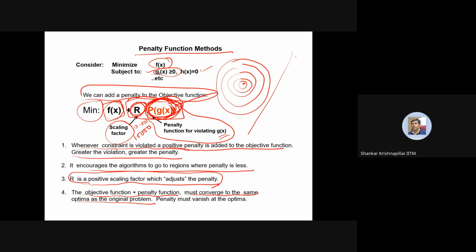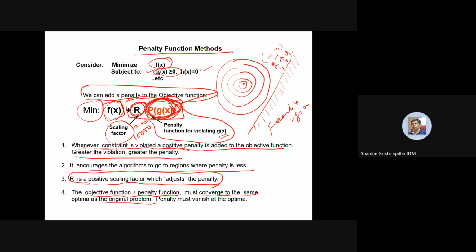Okay, so this is the feasible region. Suppose initially, when you do the iteration, your xy point is here. So it is out of the feasible region. So a penalty is added to the objective function based on this distance d. So if this distance d is very large, a large penalty is added to the objective function.